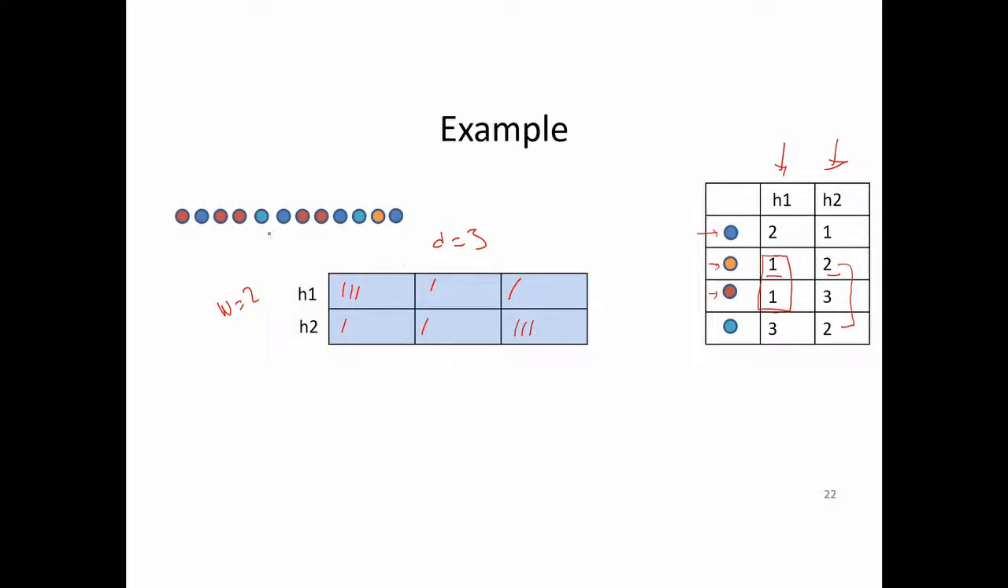Then again blue, so you mark 2 and 1, and then again red, and again red. Again blue. Again turquoise, so you mark turquoise like this, 3 and 1.